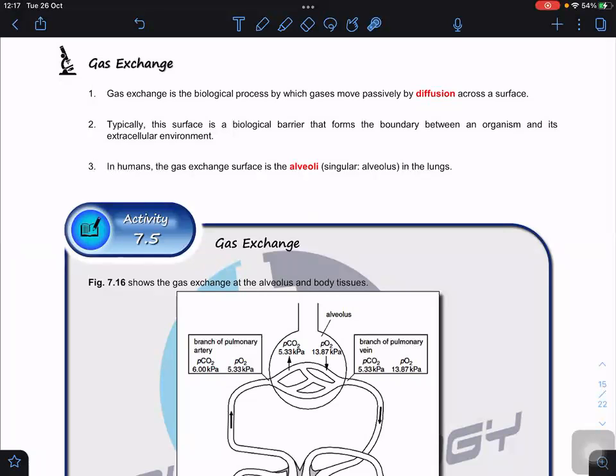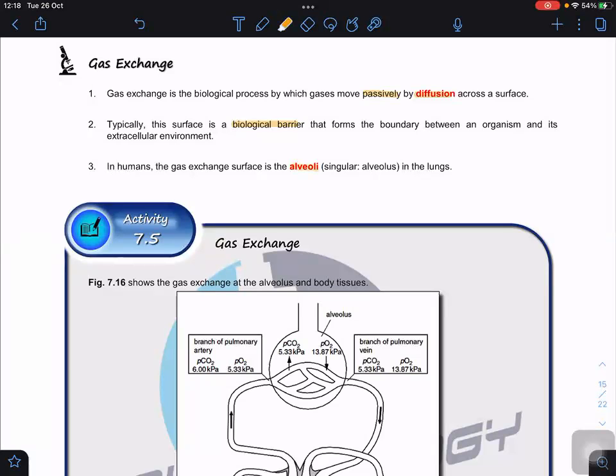So now we come to the physiology part of our gas exchange system, where we're going to look at how the gas exchange actually takes place. All this gas exchange is a passive process by means of diffusion. This surface is the biological barrier that forms the boundary between the organism and the external environment. In humans, this gas exchange surface is termed the alveoli.